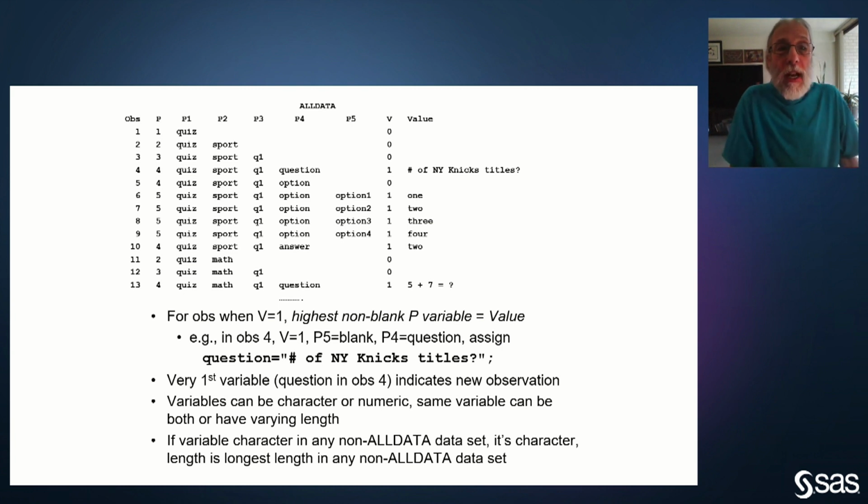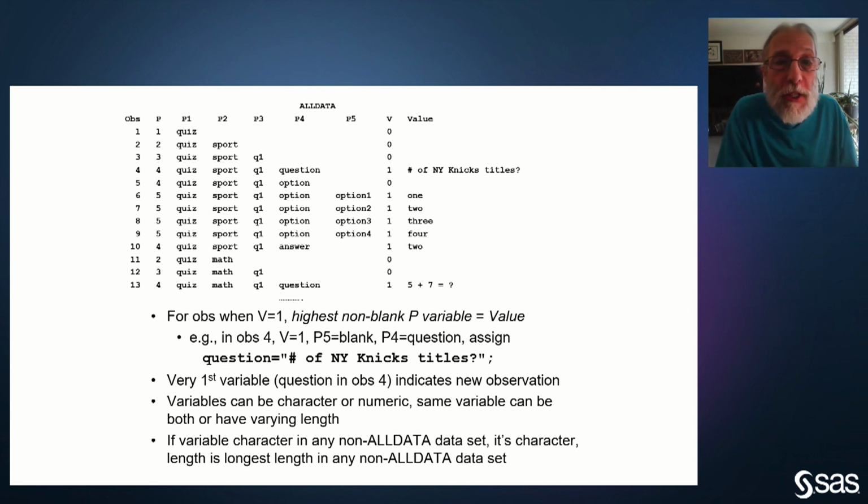And so, for example, in observation 4, v is equal to 1, and the value we want to capture is number of New York Knicks titles. The way we figure out what variable to assign that to is we start from the highest p variable and we work our way left and we pick the first one that is not blank. So for observation 4, p5 is blank, but p4 is question. So the assignment statement we want here is question equals number of New York Knicks titles. That's the variable that we're assigning a value. That's how we would do it.